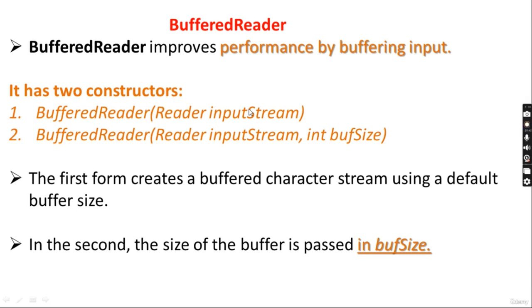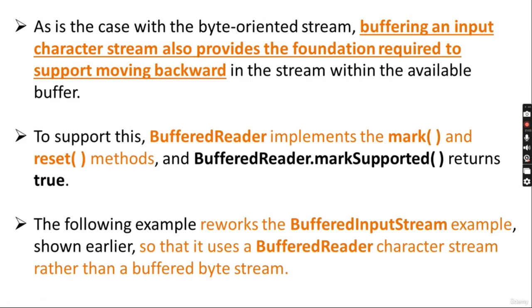Next is BufferedReader, which improves performance by buffering the input. First is BufferedReader(Reader input), and second is BufferedReader(Reader input, int bufSize). The first form creates a buffered character stream using the default buffer size as usual. And in the second one, the size of the buffer is passed in bufSize.